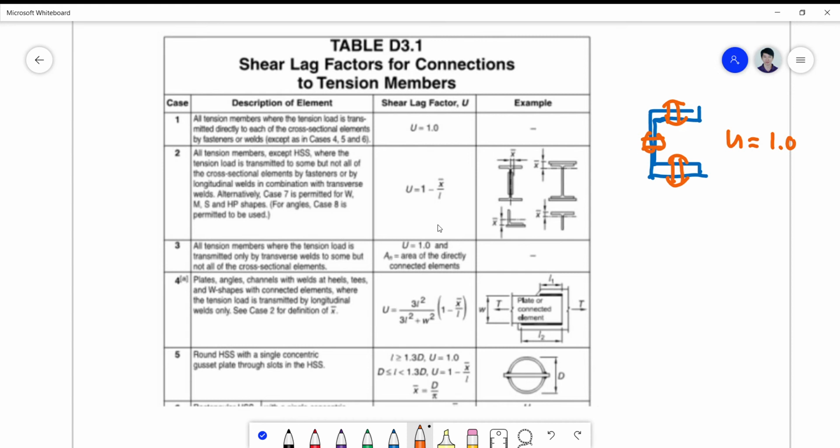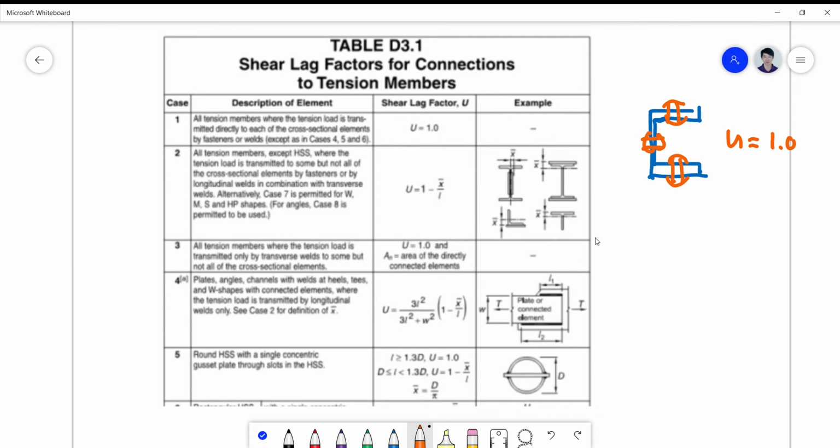Okay? So, let's jump to number 3. For tension members where the tension load is transmitted only by transverse weld to some but not all of the cross-sectional elements, the effective area, AE, is simply the area of the directly connected elements.